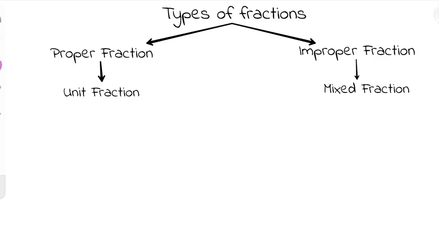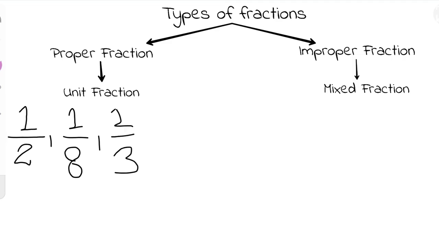Now under proper fraction, we have one more type, that is unit fraction. Okay, now what are the unit fractions? Whenever the numerator is 1, it is known as unit fraction. For example, 1 by 2, 1 by 8, 1 by 3. These all are unit fractions as the numerator is 1.